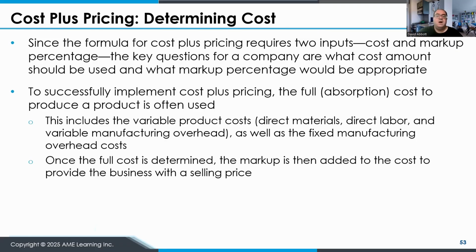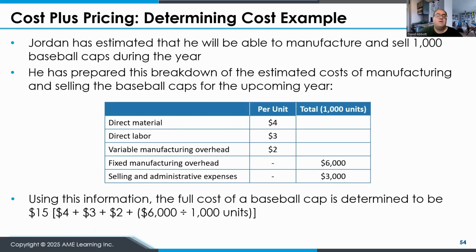So to successfully implement cost plus pricing, the full or absorption cost to produce the product is most often used. This includes the variable product costs, which are the direct materials, direct labor, and variable manufacturing overhead, as well as our fixed manufacturing overhead. And once the full cost is determined, then we can add the markup to the cost to provide the company with a selling price. And Jordan is going to use this.